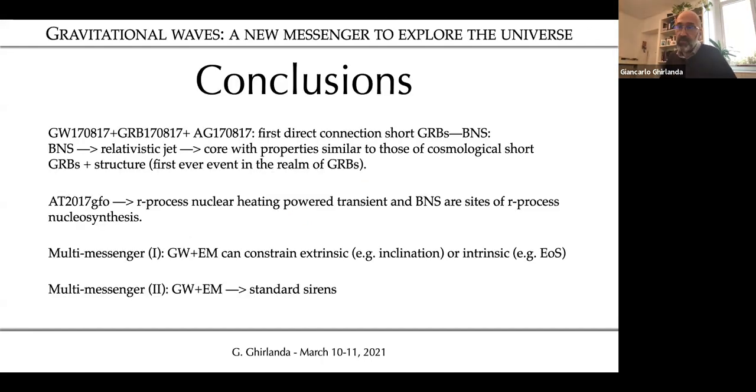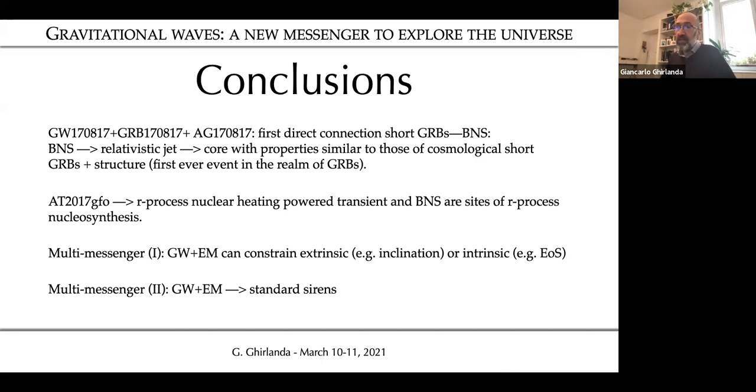The conclusion is the following. From GW170817, GRB 170817A, and the afterglow, we have the first direct connection of short GRBs with the binary neutron star. We learned that binary neutron stars can produce relativistic jets that can break out of the ejecta of the binary neutron star, which is the impeding material, if you want. The core of this jet, in the specific case, has properties similar to those of cosmological short GRBs, but it has a structure.